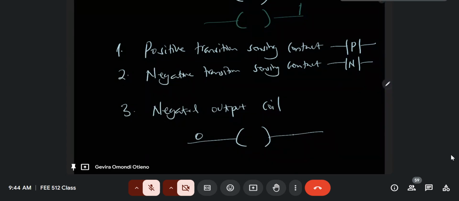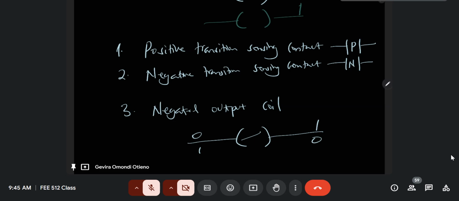You give it a 0, it gives you a 0. You give it a 1, it gives you a 1. Okay? But the negated, remember, this is now a negated output coil. So the negated output coil, you will see it in some books. So it's denoted that. That's a negated coil, meaning you give it a 0, it will now give you a 1. You give it a 1, it will give you a 0. Okay? But it's an output.